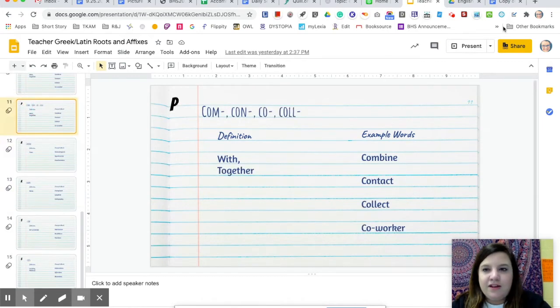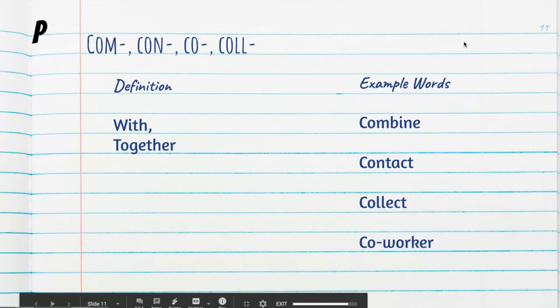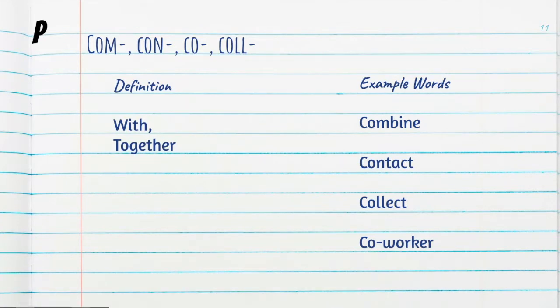Okay, so our first one is a group again. We have grouped these ones together because they have the same meaning and they're used in the same way. So this is com, con, co, and col. So the definition of this is with or together.